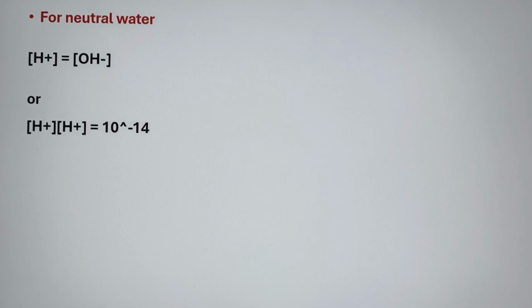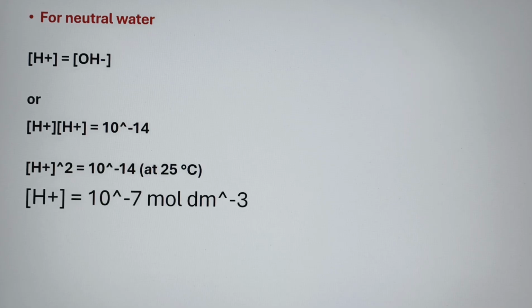Now we see the conditions for neutral water. In pure neutral water, the concentration of hydrogen ions is equal to the concentration of hydroxide ions. Then we write the ionic product of water. Here we can see this equation. This is called the ionic product of water and is represented by Kw. Since the concentration of hydrogen ion is equal to the concentration of hydroxide ion, we can write it as [H+] squared is equal to 10 to the power minus 14.